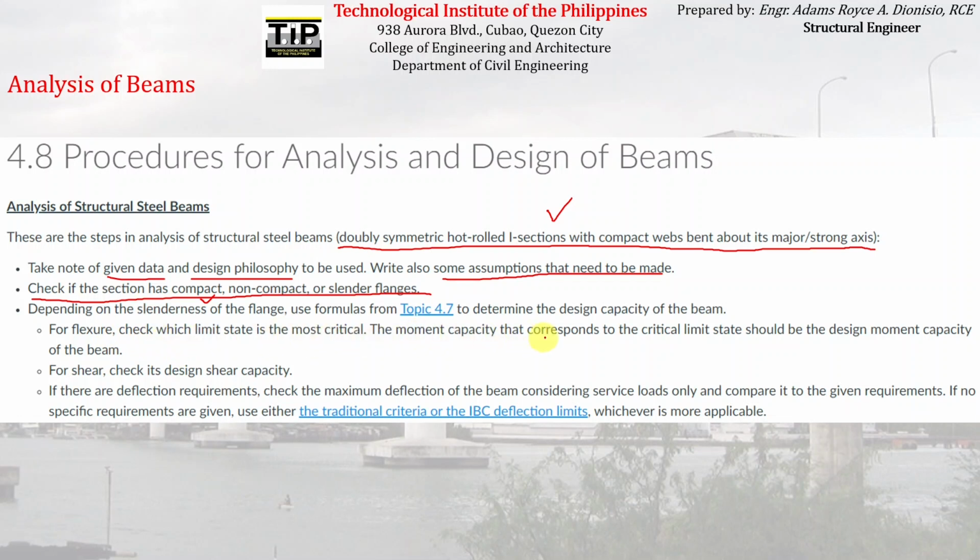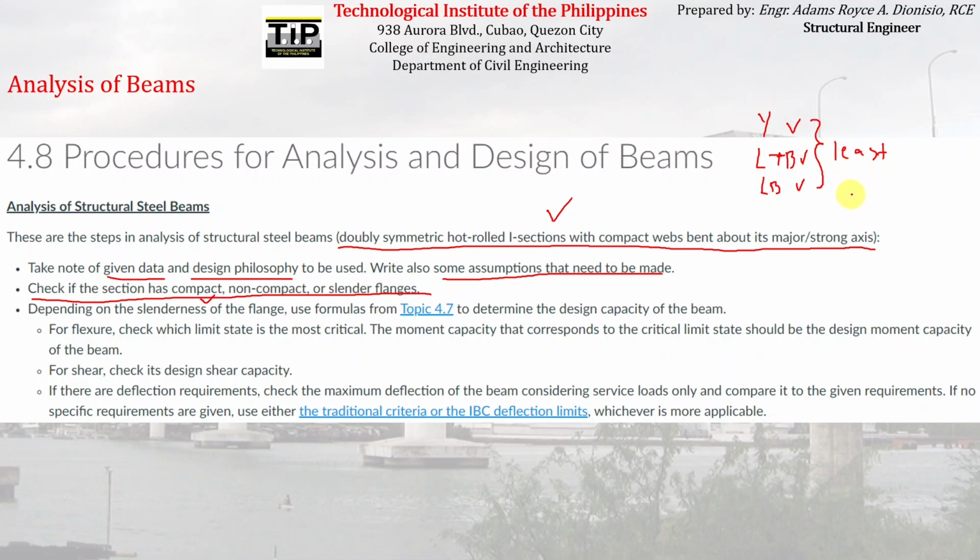The moment capacity that corresponds to the critical limit state should be the design moment capacity of the beams. So if you check the capacity with respect to yielding, lateral torsional buckling, and then local buckling, the nominal moment capacity that you will use, resulting from checking these limit states, must be the least. Because you are analyzing the given steel beam.